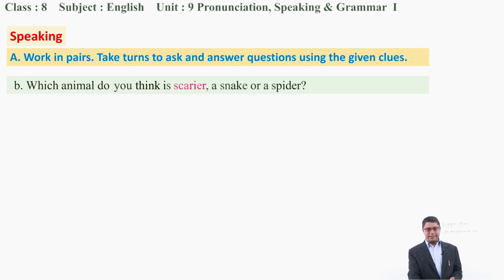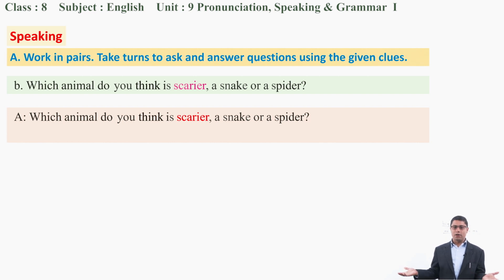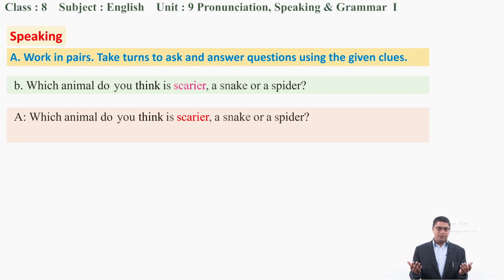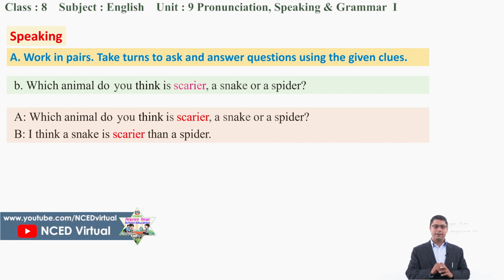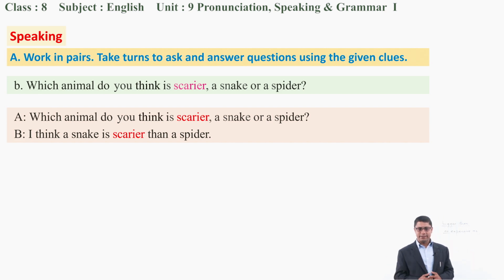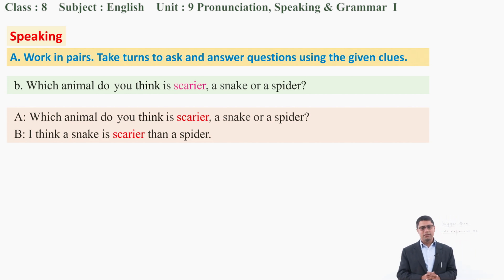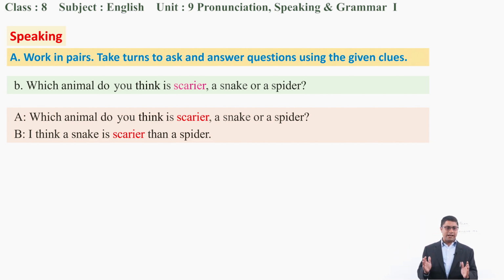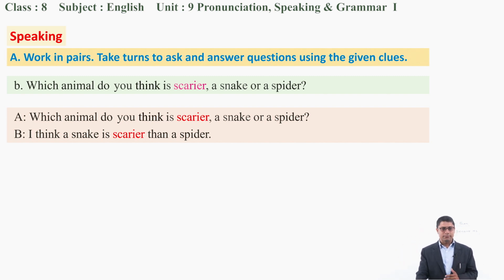Which animal do you think is scarier, a snake or a spider? This is the question. And again, in the same way, you or your friend will ask the same question. Which animal do you think is scarier, a snake or a spider? Then the next has to reply. Can you say? I think a snake is scarier than a spider. Am I right? Or is it a spider? Okay, snake, that's fine. So I think a snake is scarier than a spider. Again, here we have used the comparative degree of the adjective.